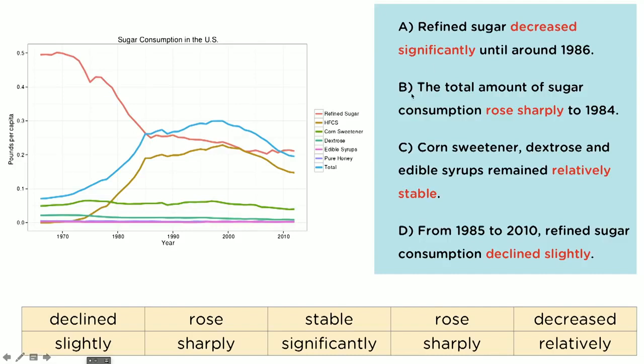B, the total amount of sugar consumption rose sharply to 1984. Also, you could have said that it, well, let's have a look. Declined, rose, oh, got two rows. Uh-oh, I think I might have screwed this up. I'm sorry. That's okay, let's keep going. C, corn sweetener, dextrose, and edible syrups remained relatively stable is a nice way to say that.